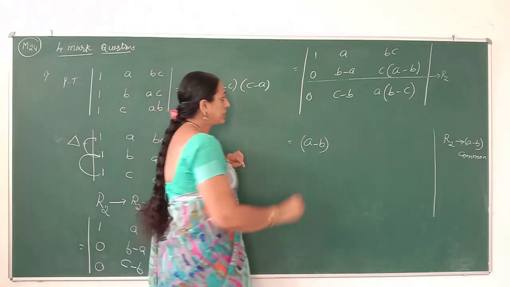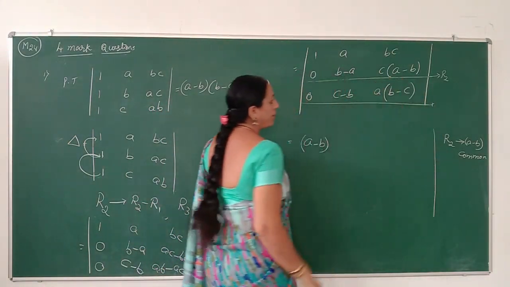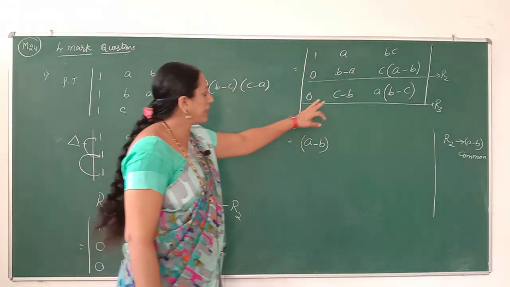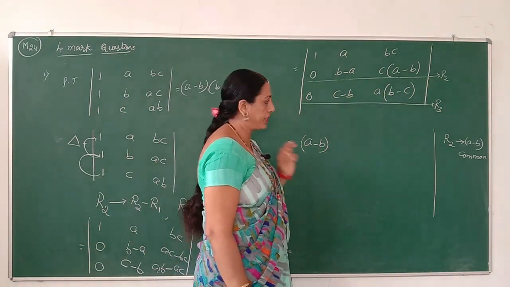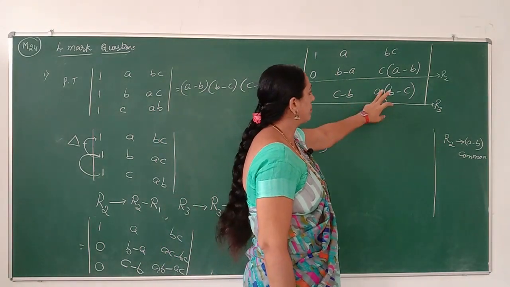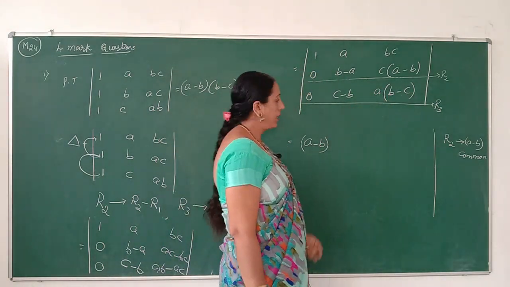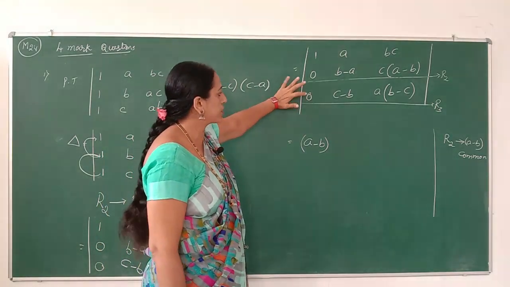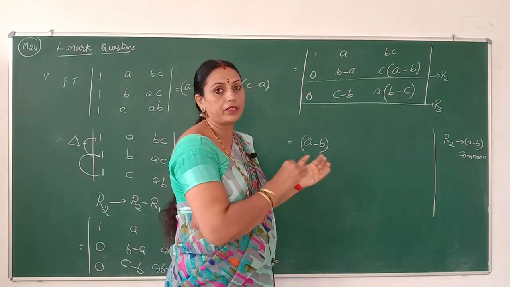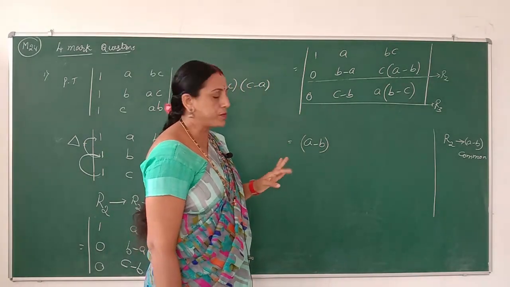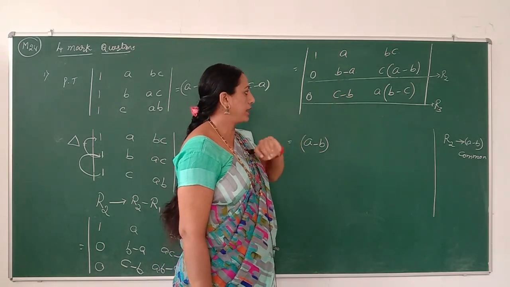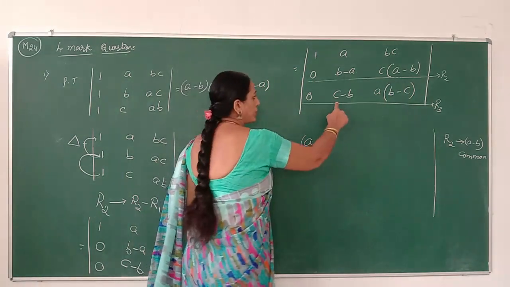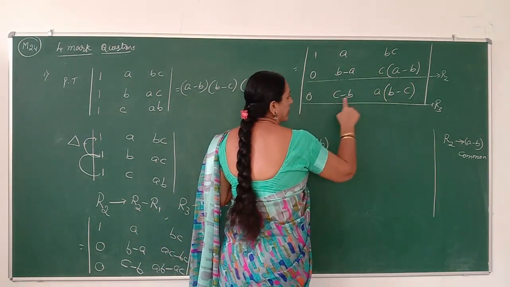Similarly, in the third row, we'll observe the elements of R3. Again, the first element is 0. The second element is C minus B. And the third element is A of B minus C. The first element is 0, and 0 is a multiple of any number. Therefore, if it is possible to get any common factor in terms of 0, there is not a problem. But the second element is C minus B and the third element is A of B minus C. So in these two terms, one of the elements has a common factor.